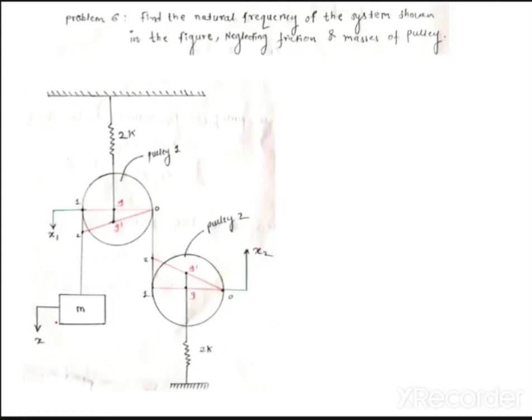Now, basically, guys, try to understand that if you want to solve this problem by D'Alembert's or Newton's method, there is one more element you have to consider, that is T, and let us say that T is the tension in the cord.